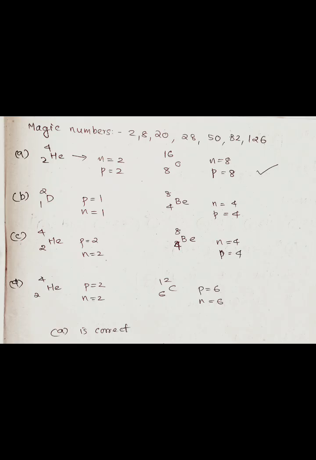2 is a magic number. But in 4Be8, N is equal to 4 and P is equal to 4, and 4 is not a magic number. So option C is wrong.